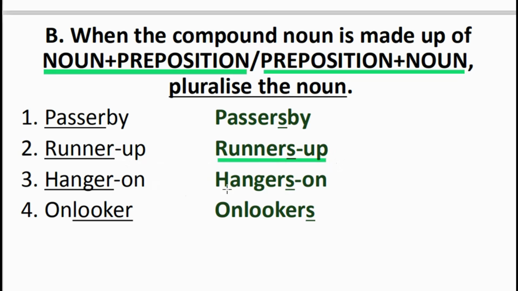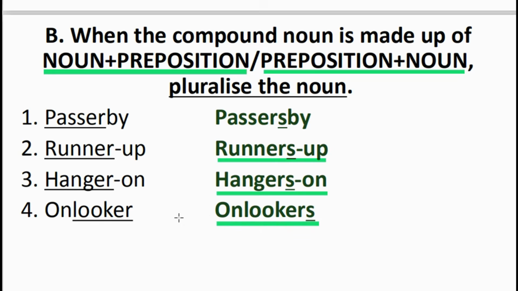Hanger-on becomes hangers-on because hanger is the noun, while on is the preposition. Onlooker becomes onlookers because looker is the noun, while on is the preposition. So the noun takes the plural marker.